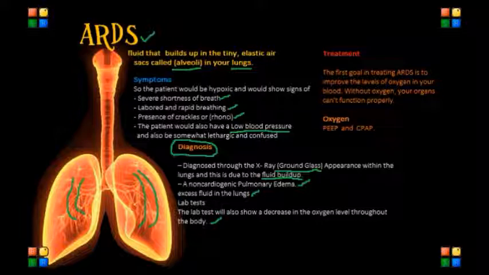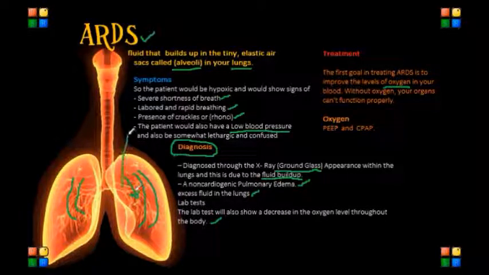Now let's go to treatments. The first goal in treating a patient with ARDS is to improve the levels of oxygenation in the blood, because without oxygen, the organs can't function properly. There are various ways that we can give supplemental oxygen, and that includes mechanical ventilation. The mechanical ventilator basically pushes air into the lungs and forces some of the fluid out of the air sacs.